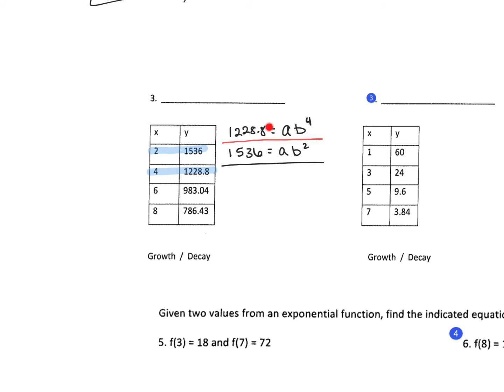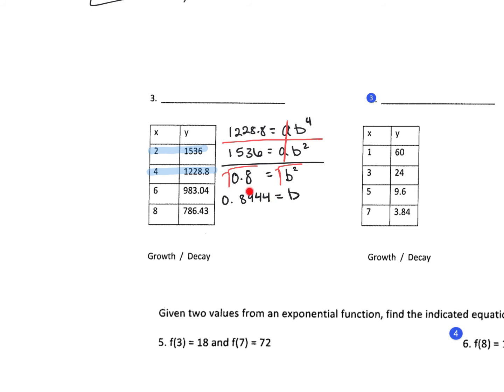So let's keep going. If we take our y values, 1228.8, divide that by 1536, we end up with 0.8 is equal to a divided by a, which cancels out, and b to the 4th divided by b squared. Remember to subtract those exponents, so we end up with b squared. So to get b by itself, we're going to square root both sides, and we end up with something super duper decimally, again, round to the 4th decimal place. So we'll end up with 0.8944 is equal to b.